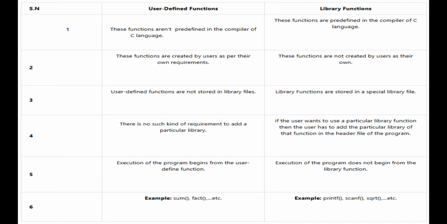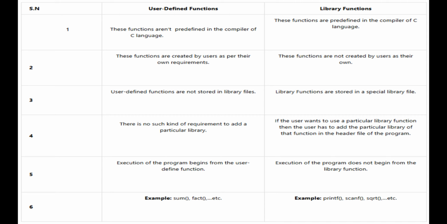In C programming, functions are used to divide a program into smaller, manageable parts. Now, these functions are mainly of two types: library functions and user-defined functions. Let's see how they are different. One, definition: library functions are predefined functions that come with the C compiler, for example, printf, scanf, sqrt. User-defined functions are created by the programmer according to their own requirements, for example, sum, fact, or swap.